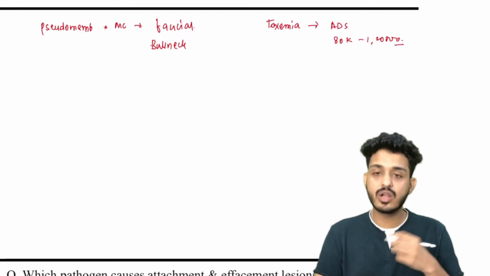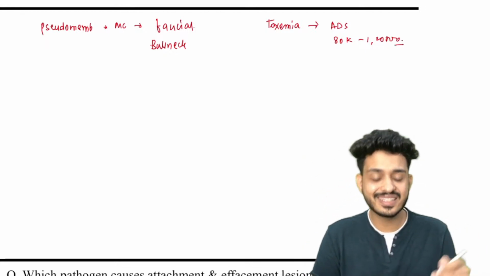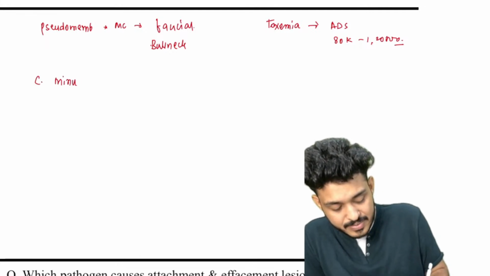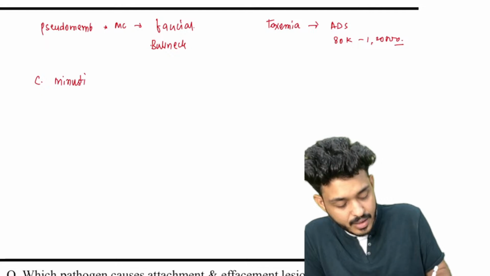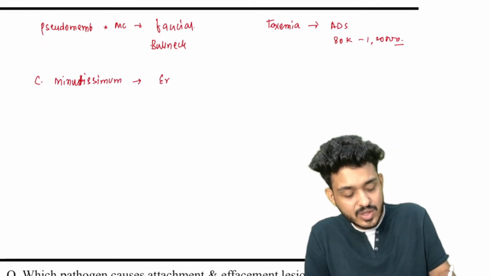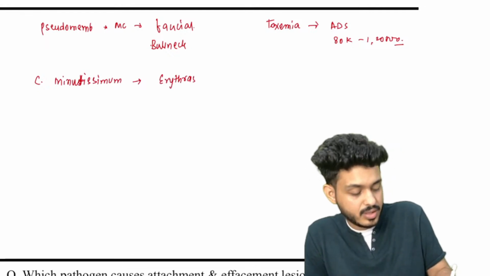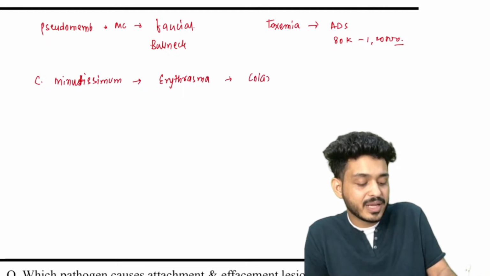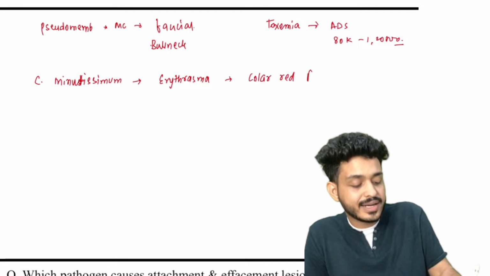We also have some known pathogenic bacteria like Corynebacterium minutissimum. This is the question. What will it cause? It will cause erythrasma. And what color will you find? Under Wood's lamp examination, you will find coral red fluorescence.